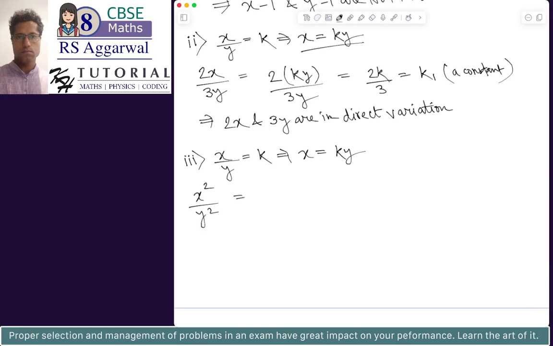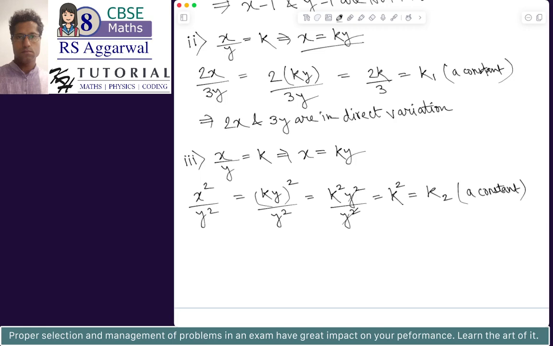Now x square we can rewrite as k square y square, and we have y square. This is equal to k square y square by y square. Y square cancels out. This is equal to k square, which is of course a constant. We are representing the constant k square as, let's say, k2, which is also a constant. Since k is a constant, then of course k square is also a constant, but it will be a different constant.